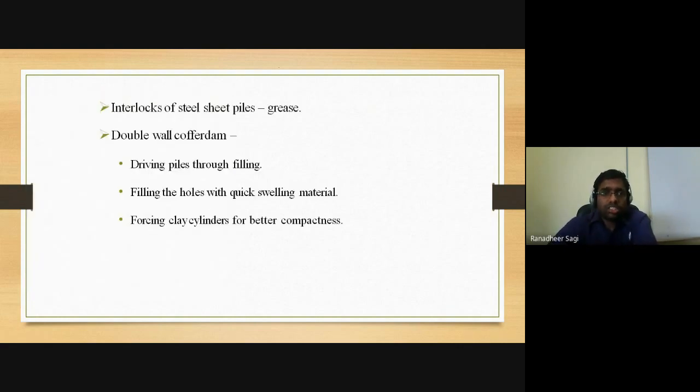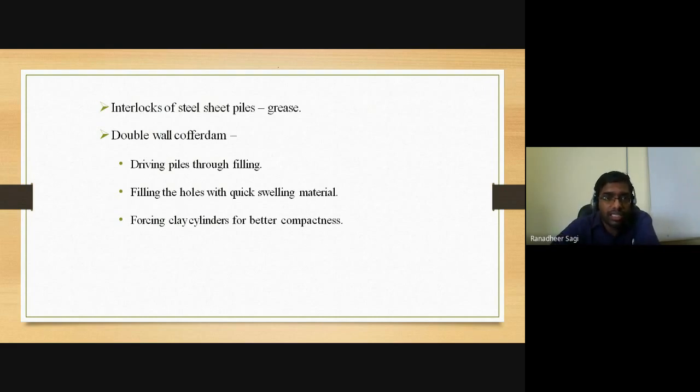So the interlocks between your sheet piles, sometimes through those interlocking regions where proper welding is not done, or even where a proper nut and bolt connection or riveted connection is provided, there could be some chances of leakage happening. In such a case, you can apply proper grease over the surface of that riveted joint or nut and bolt joint, so that by applying the grease you can minimize the effect of leakage there.